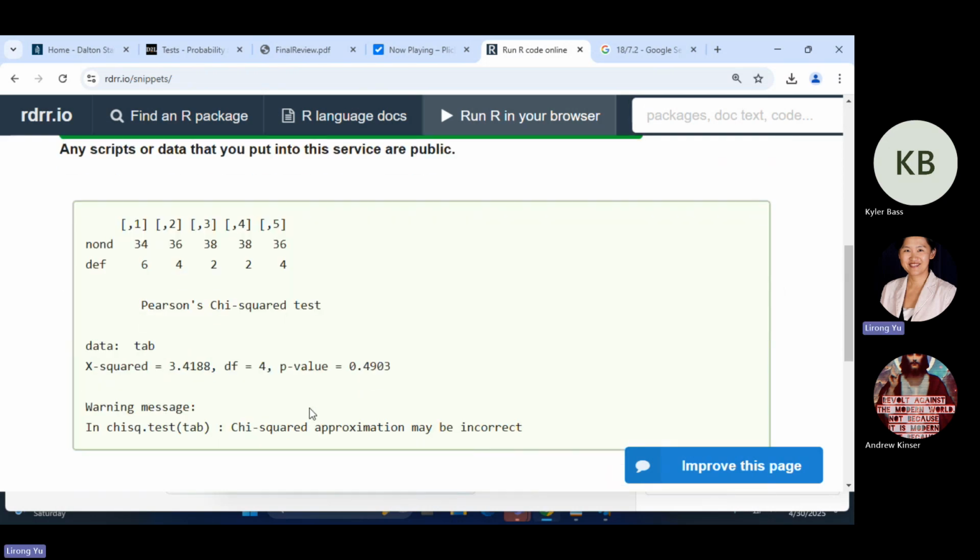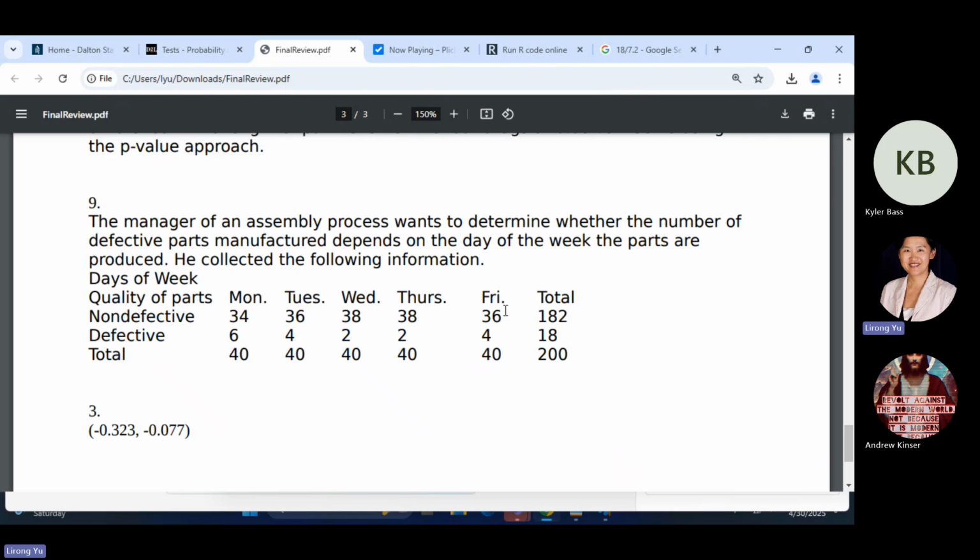So based on the chi-square result, we know that the chi-square is not significant, and the p-value is also bigger than alpha. So back to the question, if you want to determine whether the number of defective parts depends on the day of the week, the answer would be it does not depend. So what we're doing is a test for independence about the type of days and the number of defective parts. They're independent from each other.